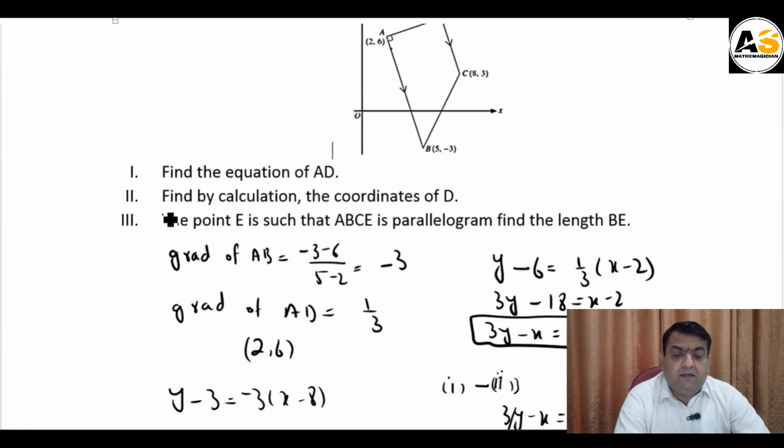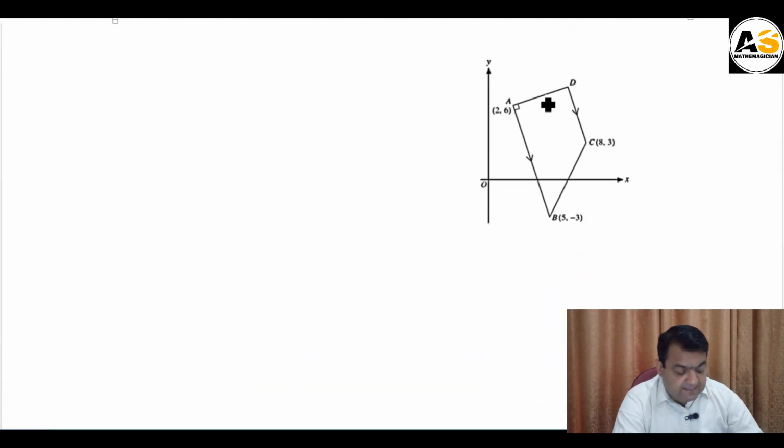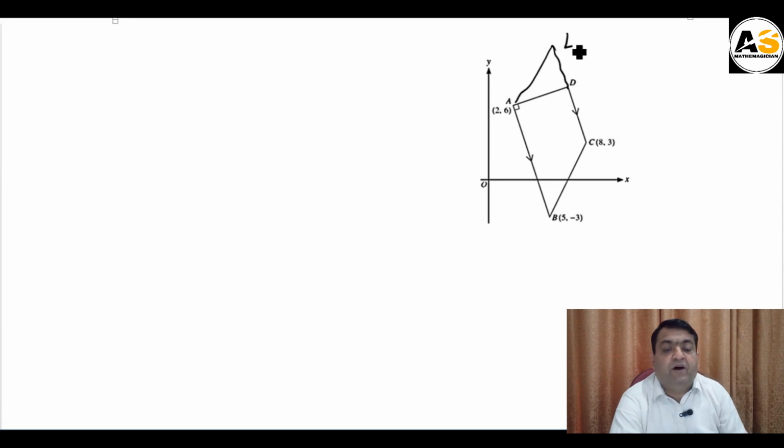In the third part, it says the point E is such that ABCE is a parallelogram. Find the length BE. Point E is somewhere over here, such that A, B, C and E form a parallelogram. This is E. We have to find the coordinates of E. Let the coordinates of E be (x, y). So we have to find x and y.